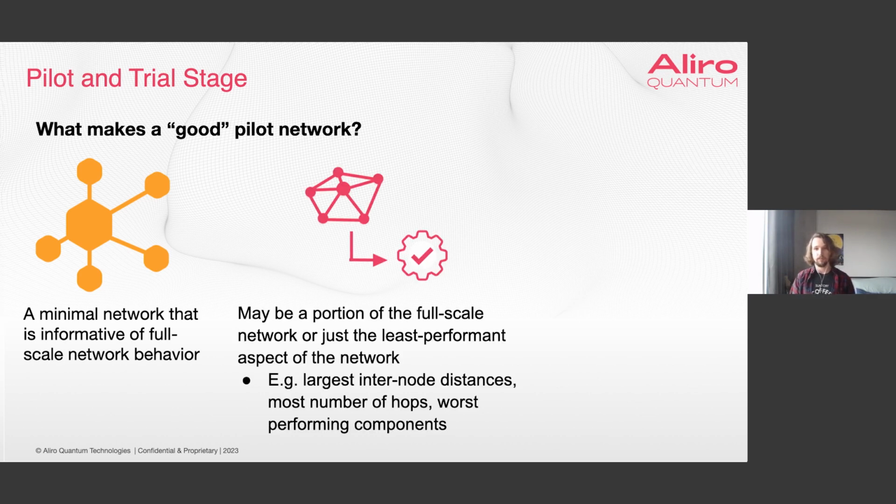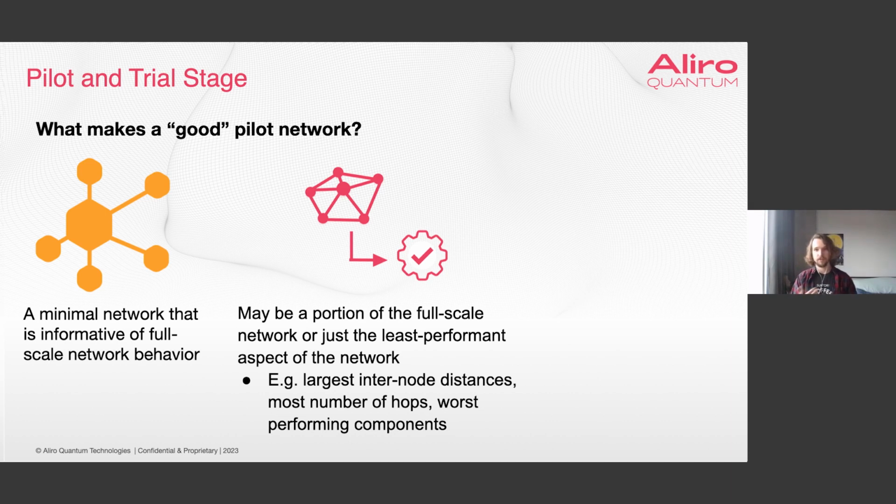So given that we have a limited amount of hardware available to implement the network, we might consider deploying a portion of the full-scale network for the purposes of a pilot network, or we might design a pilot network that's reflective of the least performant aspect of our full-scale network. So some of the biggest influences on network performance include the distances between the network nodes, the number of hops to traverse between network nodes, as well as the hardware components themselves. And so we might try to build a pilot network that reflects the worst cases of these things that we would find in the full-scale network.